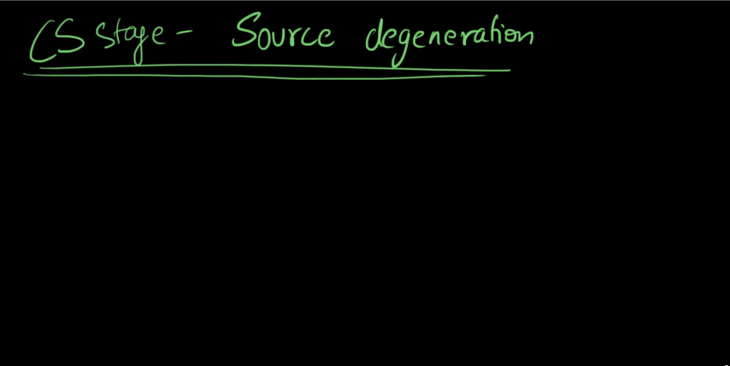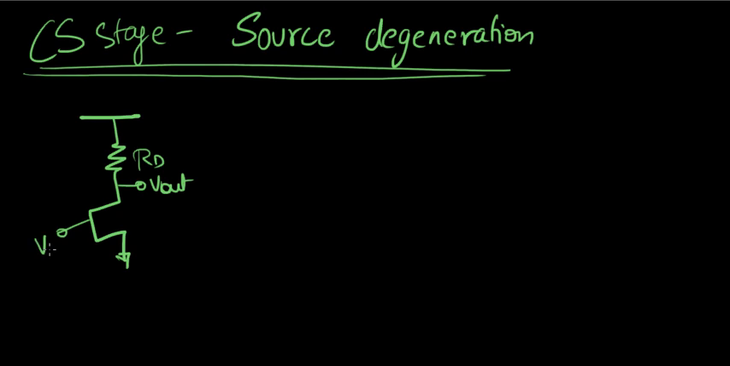Alright, we're going to be looking at what is source degeneration in a common source stage. Let's first look at the normal common source, our good old friend, the common source amplifier circuit. I'm sure we're all pretty familiar with this, right? We've gone through it so many times.